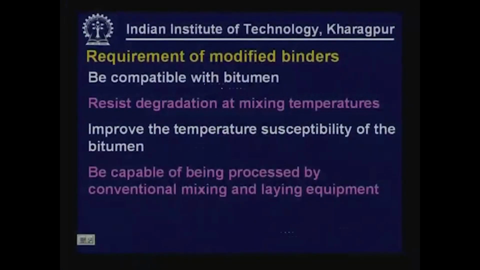They should resist degradation at mixing temperature. We should not be using modifiers which get degraded at temperatures such as 150 degrees centigrade, and they should improve the temperature susceptibility of the bitumen. This is the fundamental purpose, or main purpose, for which we are using modifiers. They should also be capable of being processed by conventional mixing and laying equipment. Just because we are using modified binders, we should not be required to use a different type of equipment, because similar equipment is going to be used for constructing other layers using normal bitumens also.